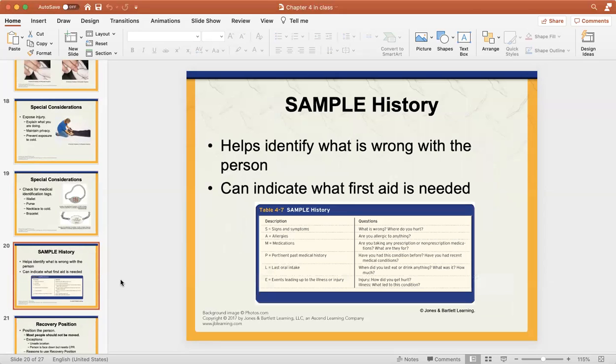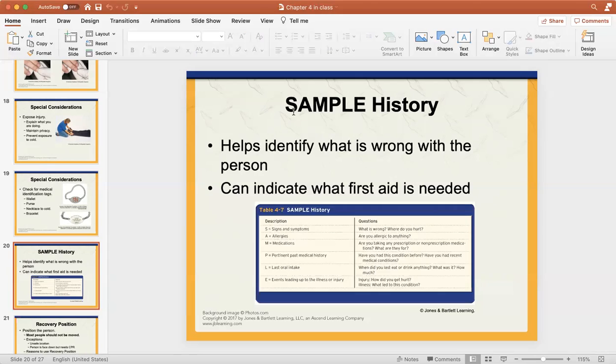Okay. Sample history. You guys are going to want to make sure that you memorize all of these things down here. It's going to help you identify what is wrong with the person. So your sample history is the last thing that you are going to do. It can indicate what first aid is actually needed for this person.